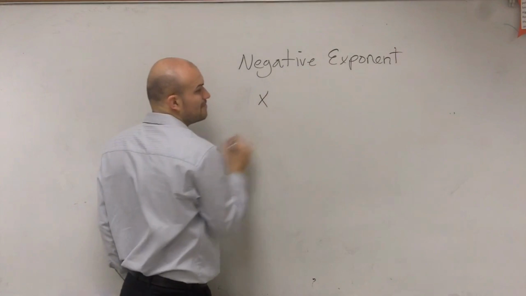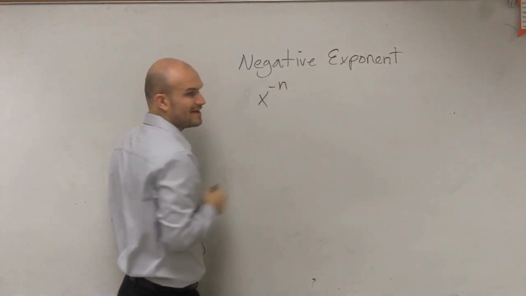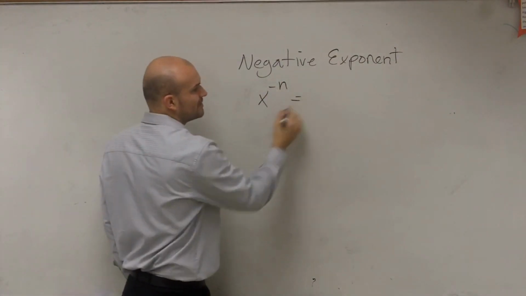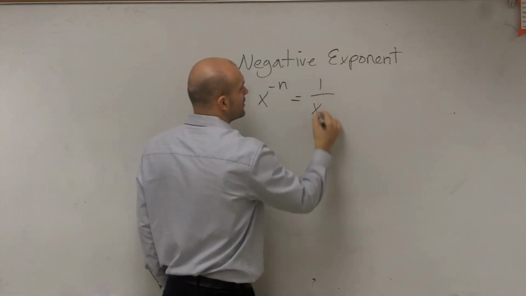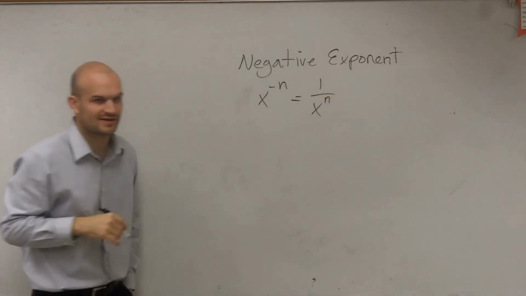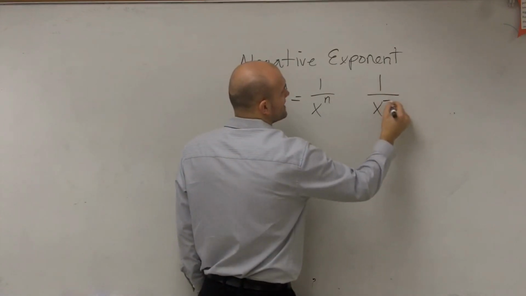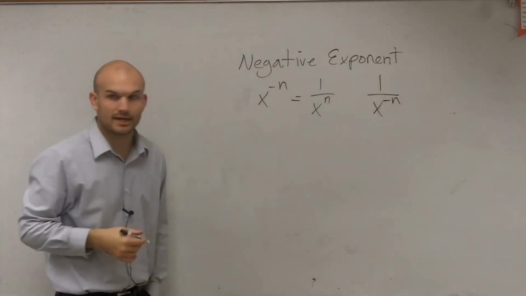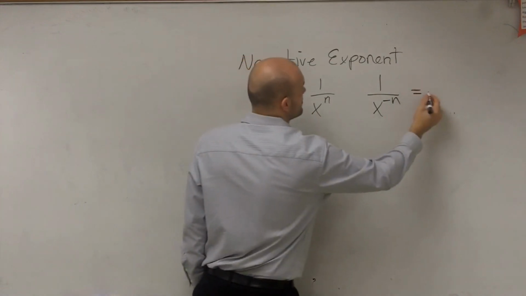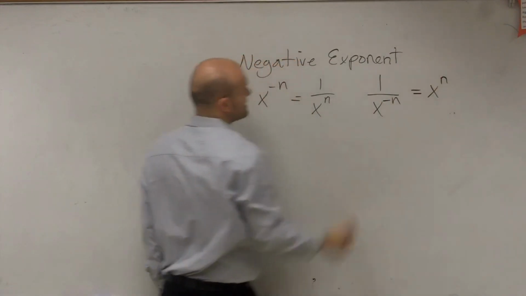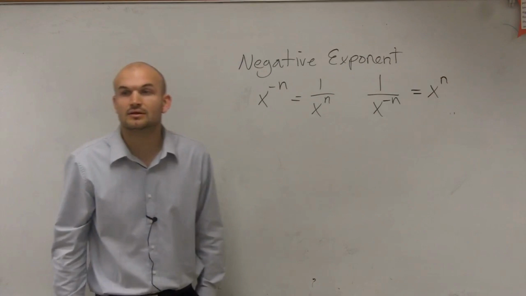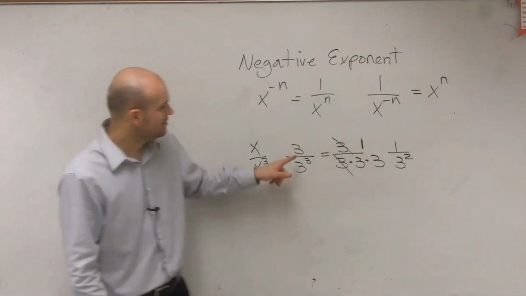The rule is that when you have a base raised to a negative exponent, that is simply going to be equal to 1 over that base raised to the positive exponent. And the contrary is, if you have a negative exponent in your denominator, we can make that positive by writing it as a positive exponent, or a positive power, in the numerator. Because let's take a look at it.